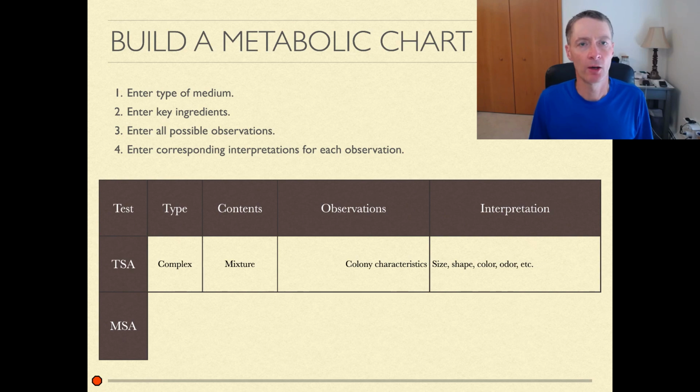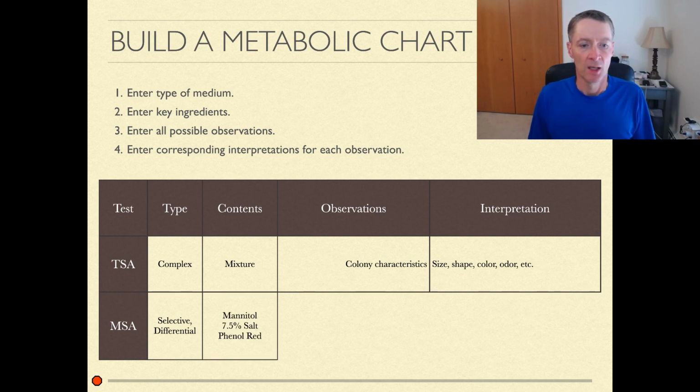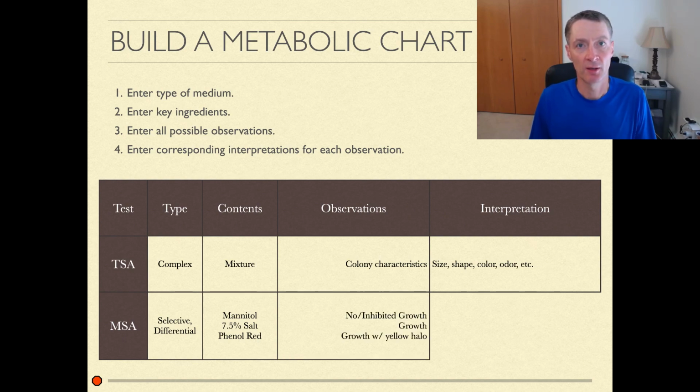Let's do another one together. Let's do the MSA agar. Okay? MSA was a selective and differential plate. This was the type of medium we were working with. What does it have in it? It had mannitol, it had salt, and it had a phenol red pH indicator. But there are lots of different things we might see on an MSA plate. We might see that the organism hardly grows at all or doesn't grow at all, so no growth. We could see just growth where it grew but otherwise nothing happened. And we could also see growth with some kind of color change to a yellow color.